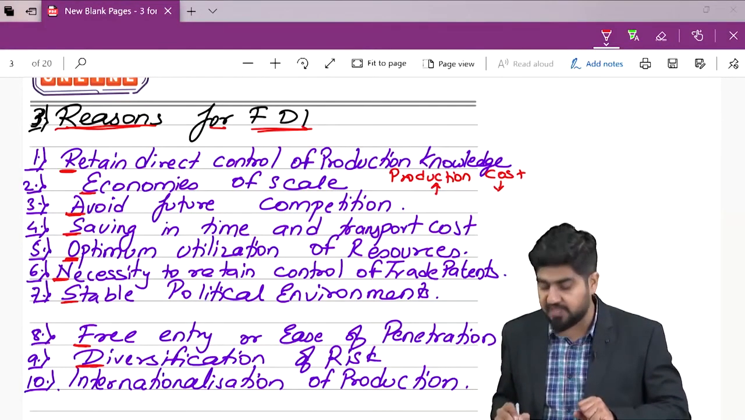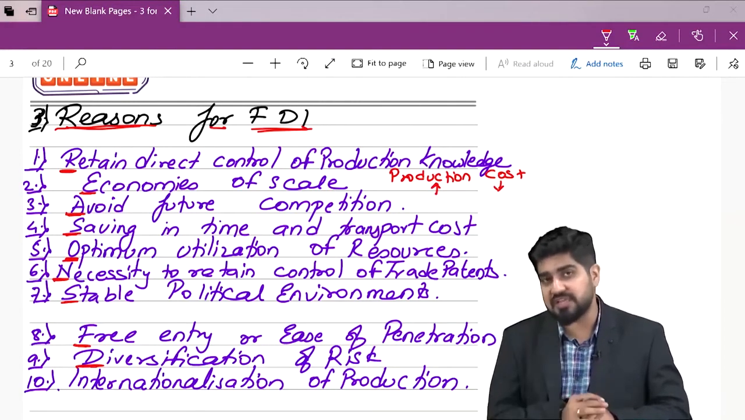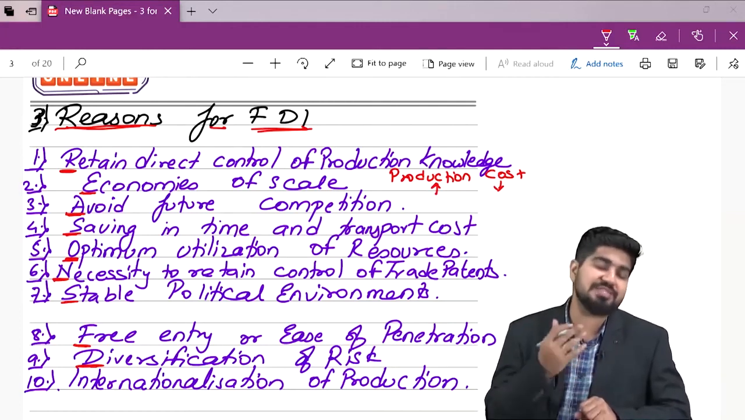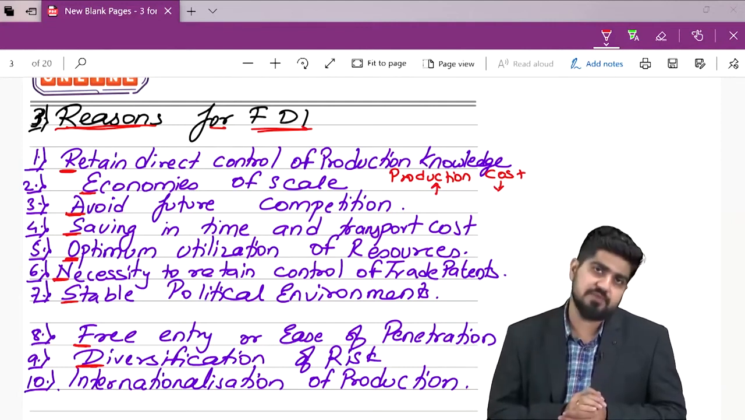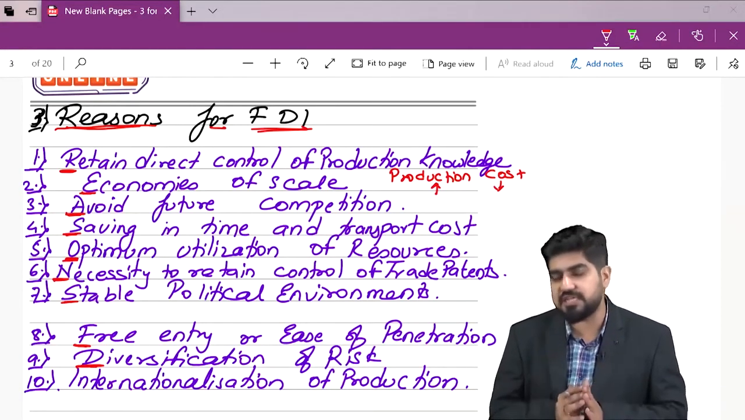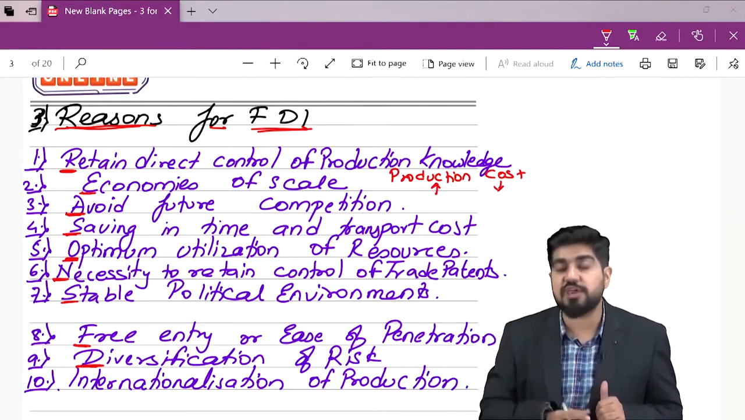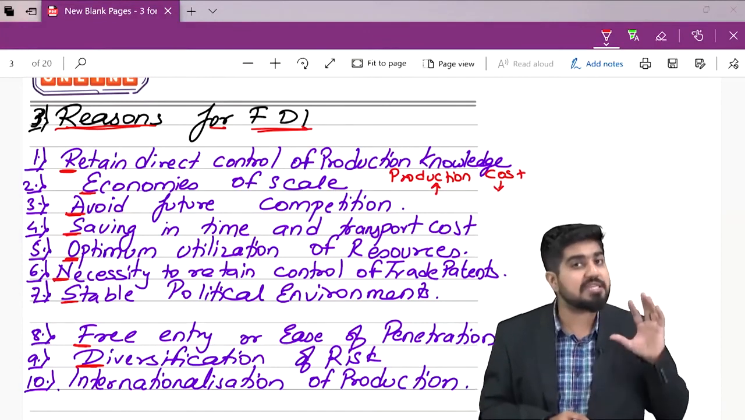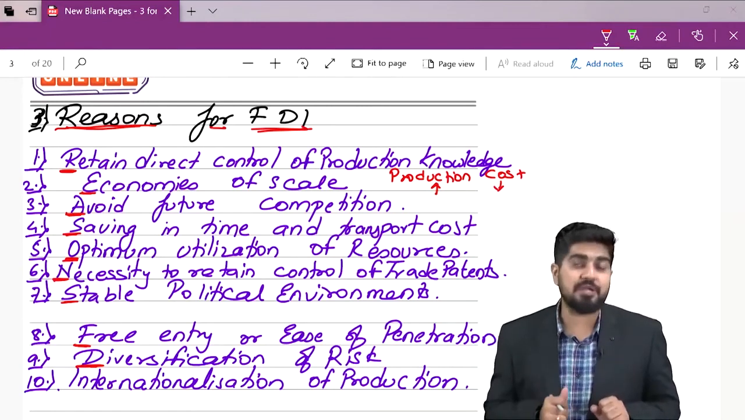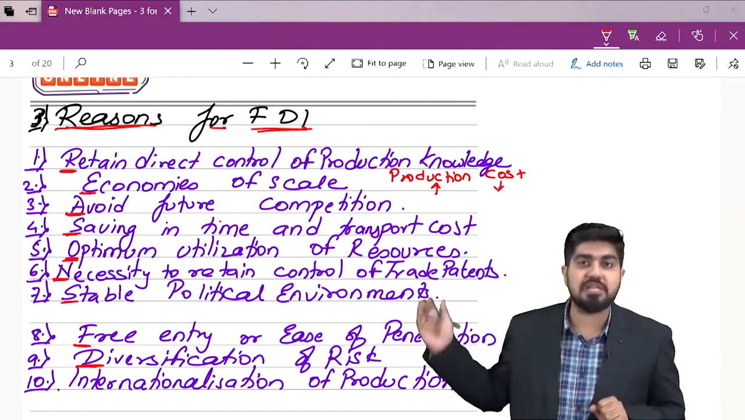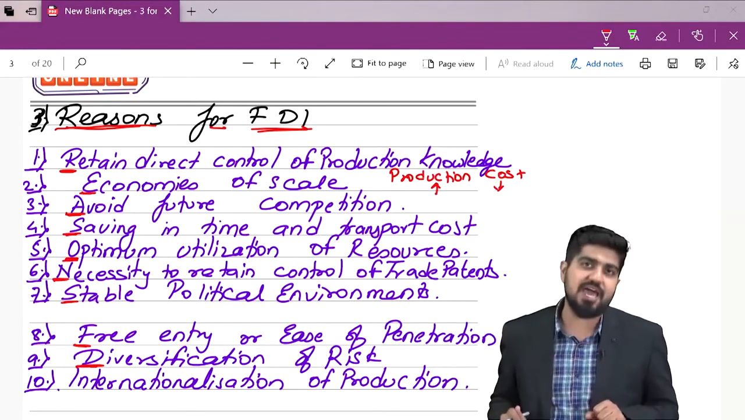Next one is diversification of risk. See, friends, if you are investing in only one country, and let's suppose the rules and regulations in that country change, it will affect your business brutally. But if you stay invested in 20 different countries, even if one country is not doing well, you need not worry. Why? Because there are 19 other countries which are working in your favor. So the risk has been diversified across multiple countries of the world. So for risk diversification, you can go for FDI.